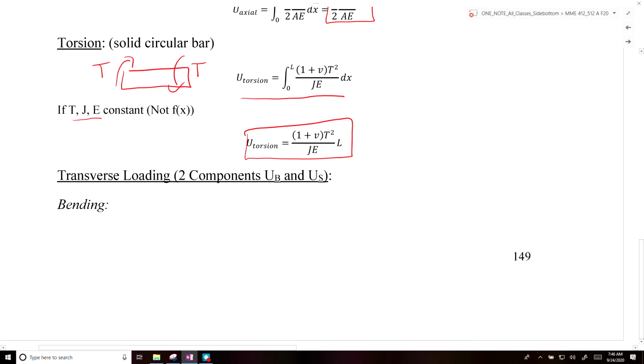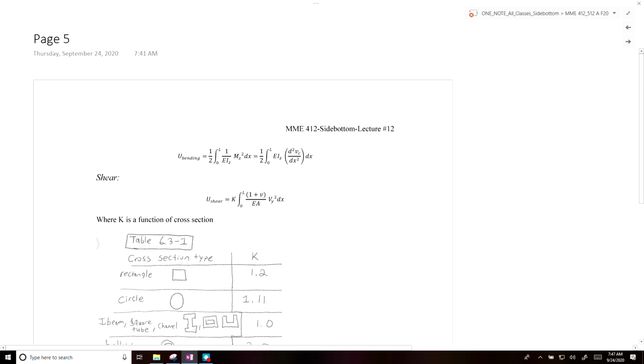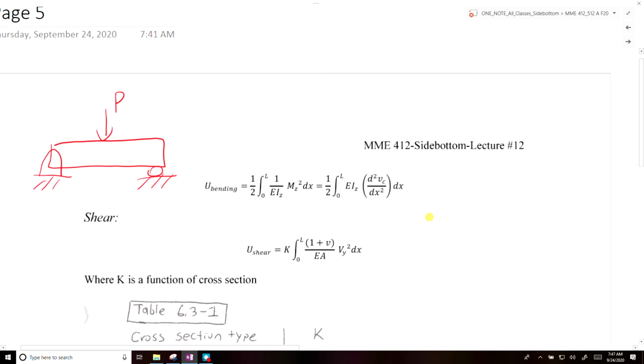The next case is bending. If you have a transverse load, like a simply supported beam where you apply a transverse load, then you have strain energy due to bending and strain energy due to shear. The strain energy due to the bending moment, you can calculate using these two equations here.